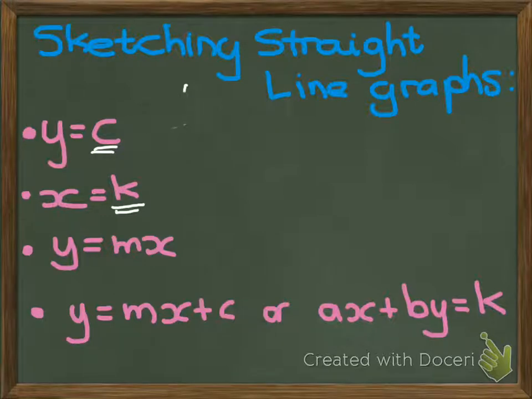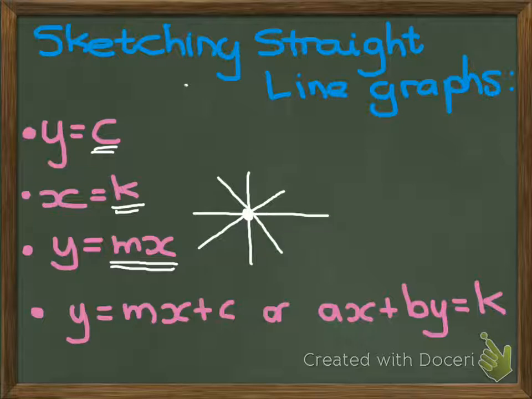The third case is where you have y equals something x. So there's no constant. Now in this case, it's important to realize that your graph is going to go through the origin. So we know my c value is 0, so it passes through the origin. If m is positive, it's going to go up to the right. If m is negative, it is going to go down to the right. So remember, up to the right is an increasing graph, down to the right is a decreasing graph. And we'll look at specific cases in a moment.